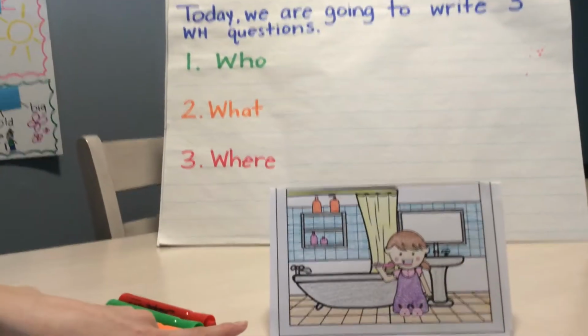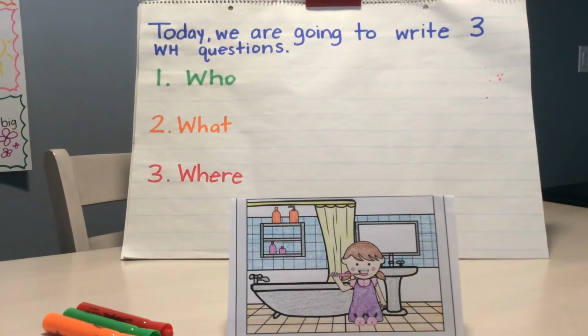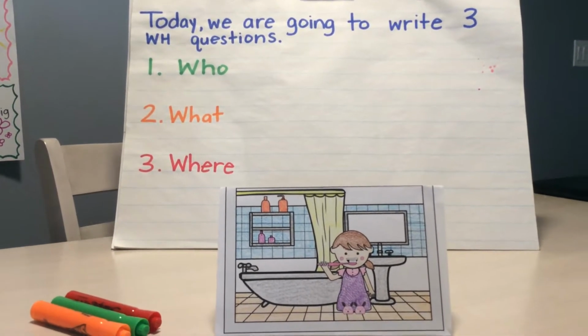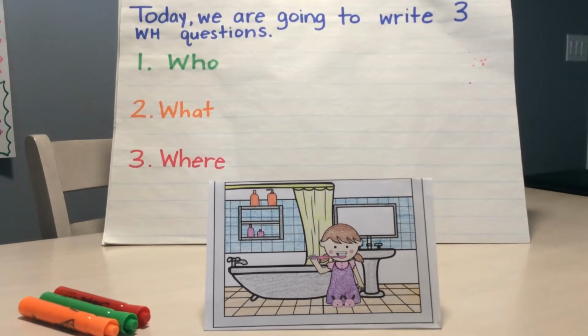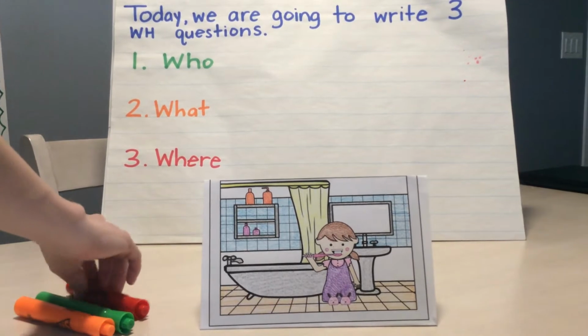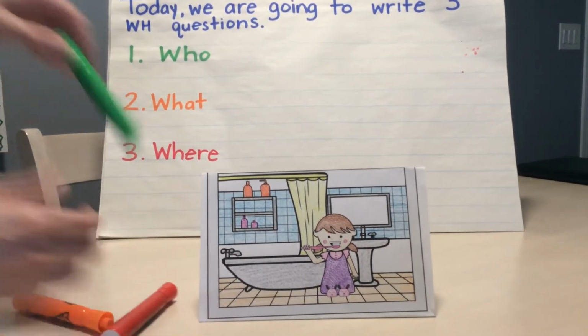If we look at our picture over here, I want to see who is there. It's a girl. I am going to ask a question about the girl. I am going to ask, who is the girl in the bathroom? Because I don't know what her name is. Is her name Jackie? Is it Jill? What is it? We don't know, so we're going to go ahead and write that question.